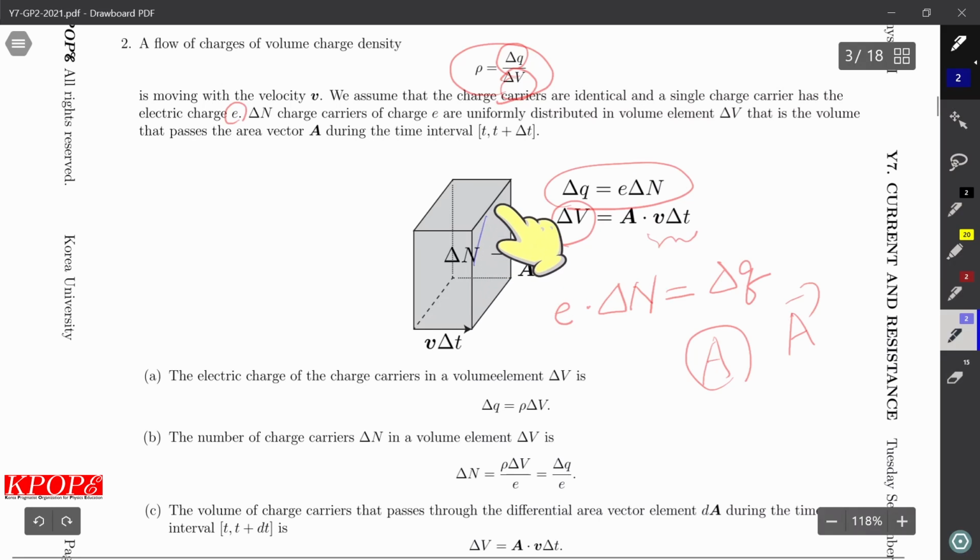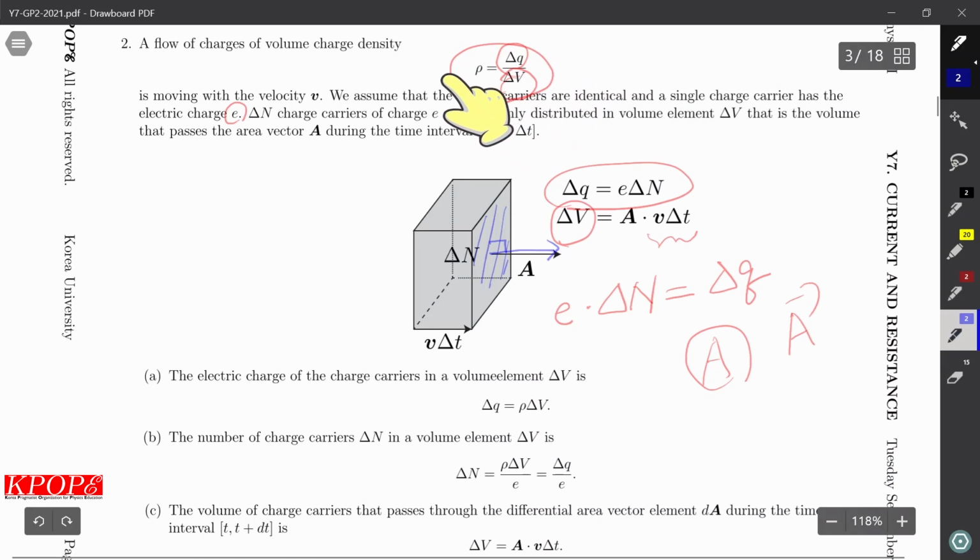Surface area A multiplied by the unit vector normal to the surface, right? And we assume that V is parallel to this normal vector. Then the volume of this parallelepiped will be A dot V delta T.